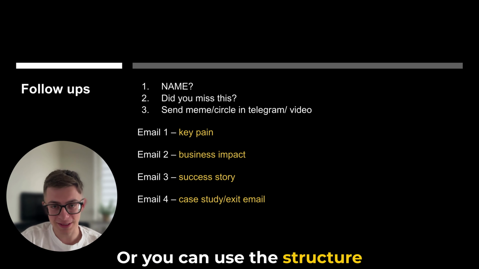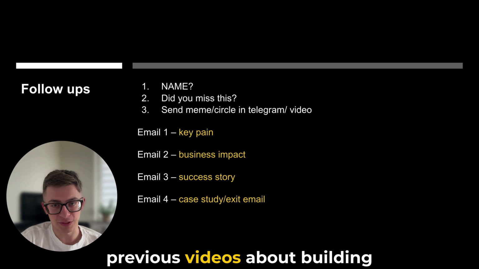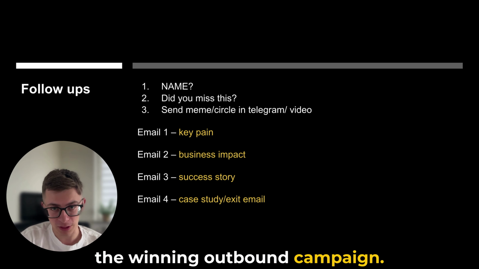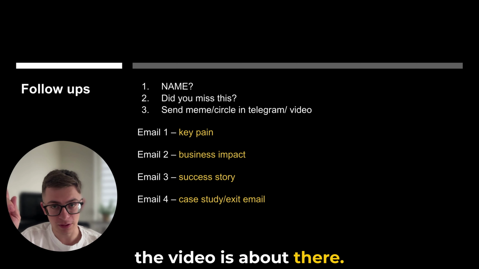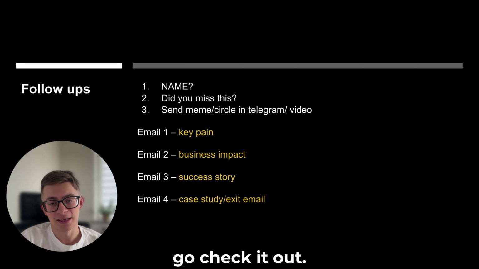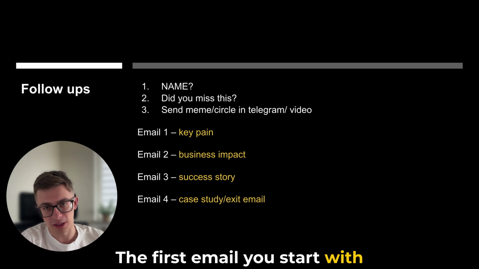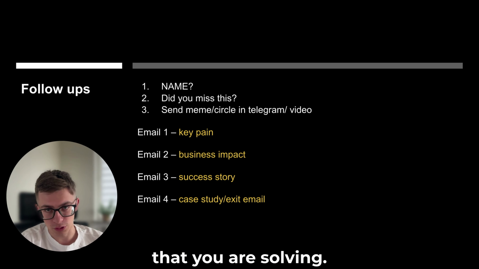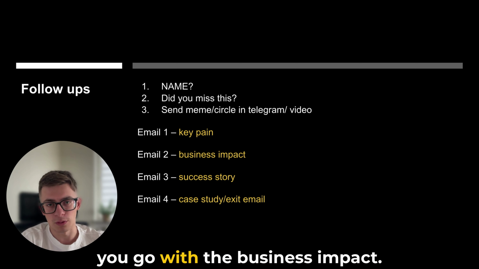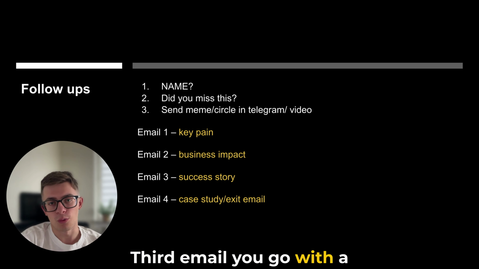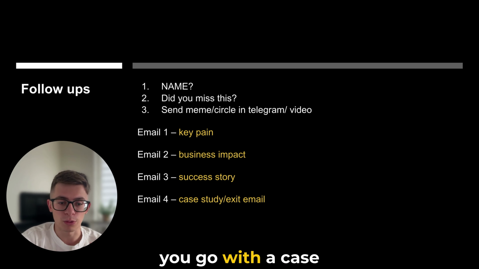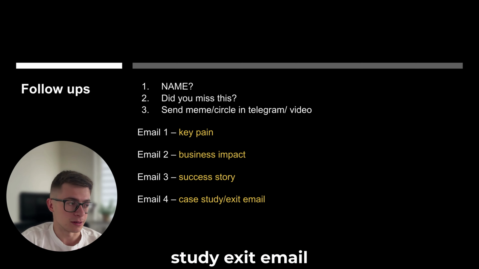Or you can use the structure that I shared in one of the previous videos about building the winning outbound campaign. By the way, the video is up there. If you haven't seen it yet, go check it out. The sequence here is very simple. The first email you start with the key pain, the key thing that you are solving. Then the second one you go with the business impact. Third email you go with the success story, and fourth email you go with the case study exit email.